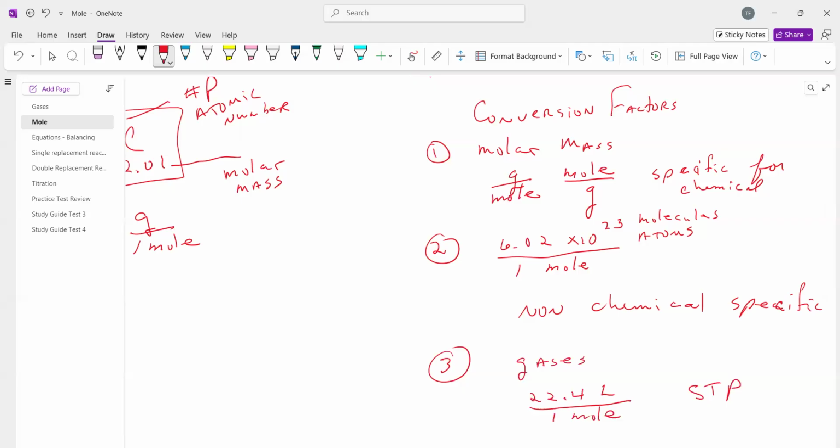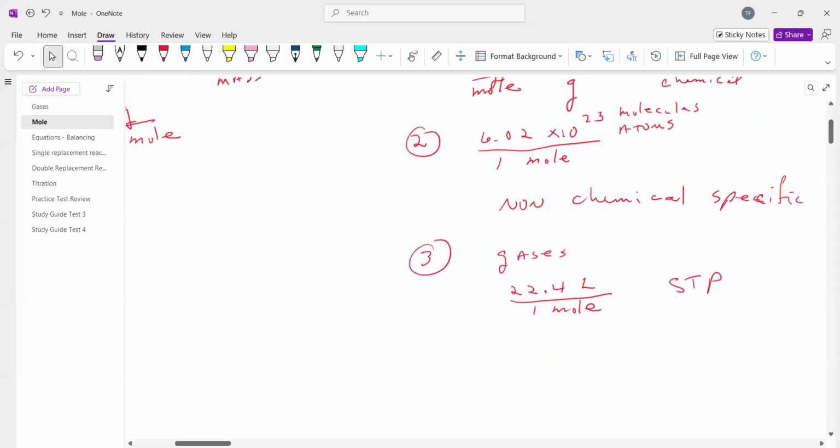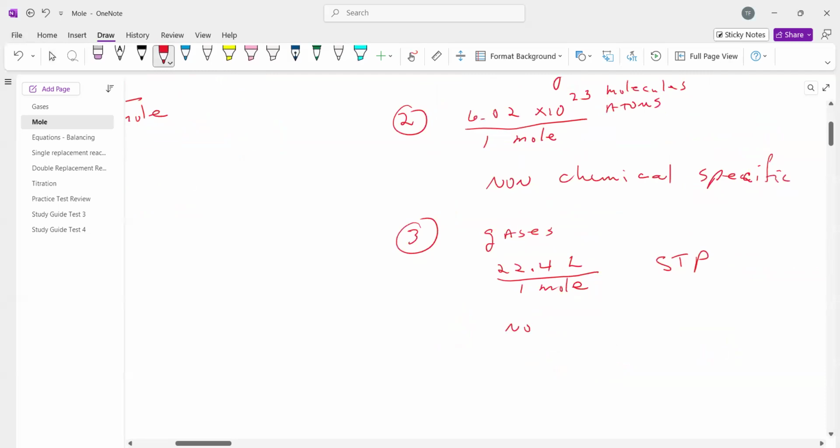And this is non-specific as well, gases. So it's any gas. It could be uranium hexafluoride, or water gas. Still, it's 22.4 liters per mole. And of course, the inverse is always true. So that's also non-chemical specific. So the only one that's specific is the molar mass.